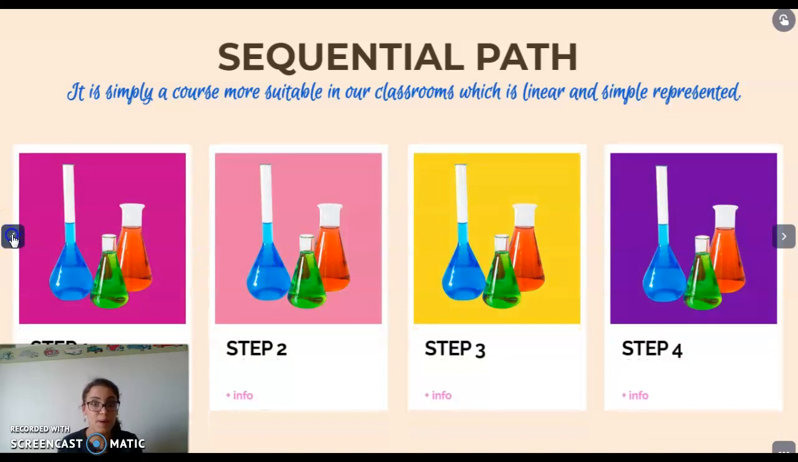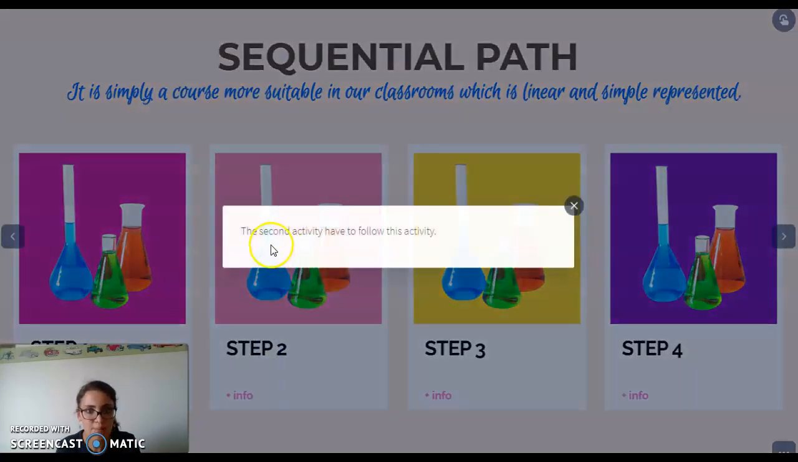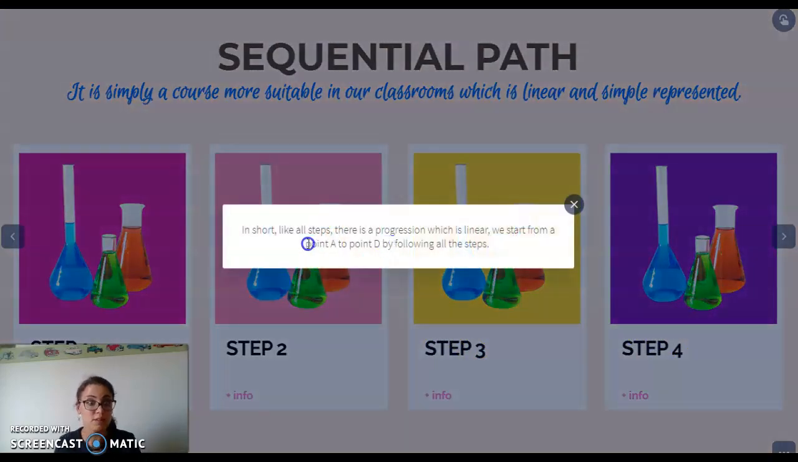I spoke about the three paths. The first one is the sequential path. It is simply a course, more compatible with our classroom, which is linear and simply represented. Like here, you can see step one, first activity. All learners or trainees will follow this first activity, the second one is the same, they have to follow this activity. In short, in all steps there is a progression which is linear.